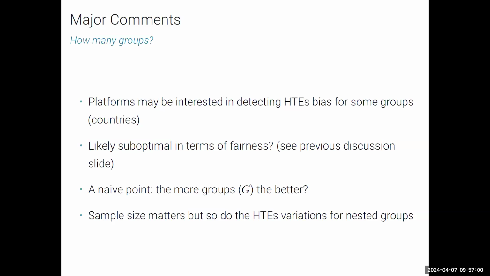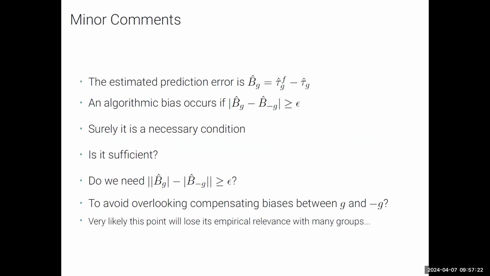And then, okay, how many groups, right? Of course, we would probably like to have all, the more groups, the better, right? Probably not. Of course, sample size is going to matter, but also, I guess the variations for nested groups could be relevant. And I just want to stop almost here, at around 10. So let me conclude with a few minor comments.